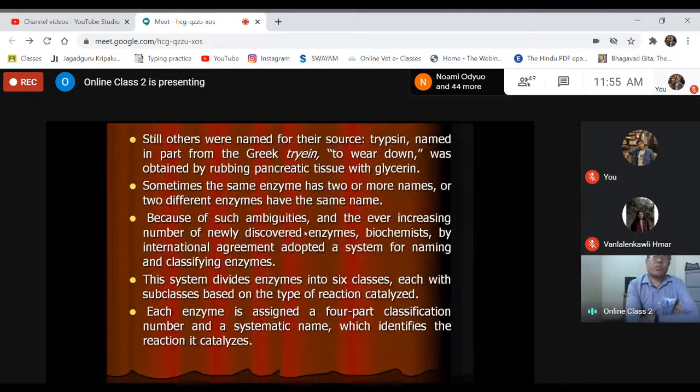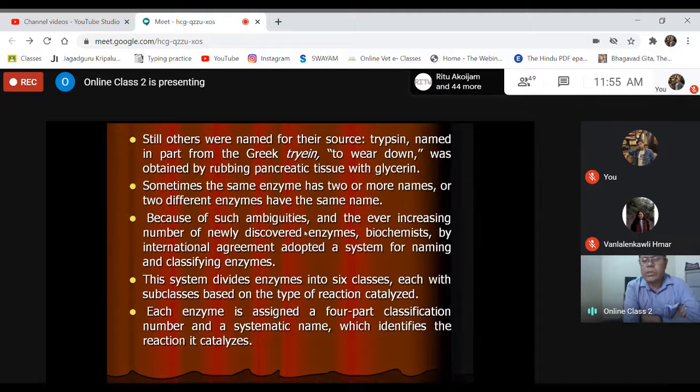Still others were named for their source. Like trypsin, named in part from the Greek tribein, to wear down, was obtained by rubbing the pancreatic tissue with glycerin. Sometimes the same enzyme has two or more names, or two different enzymes have the same name.